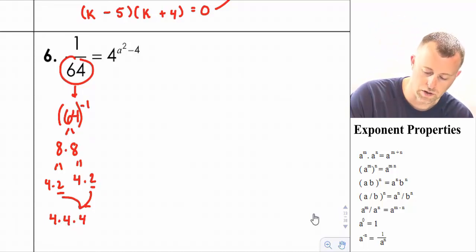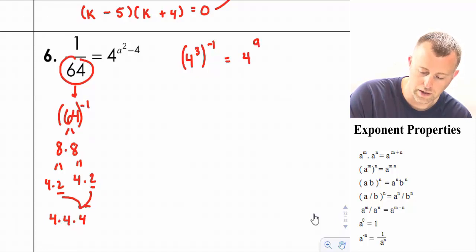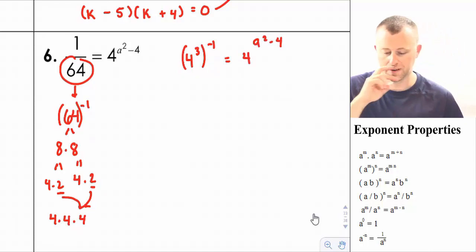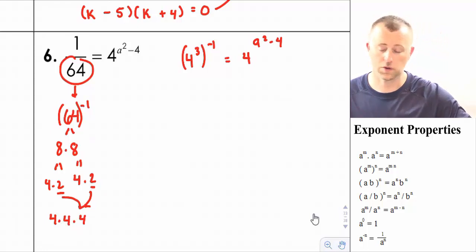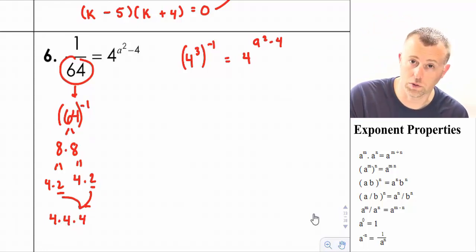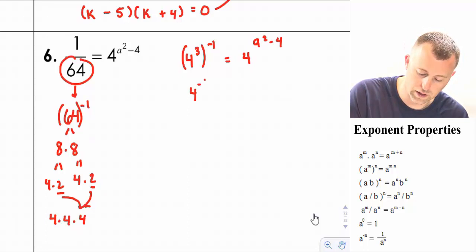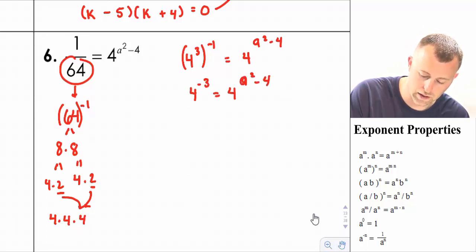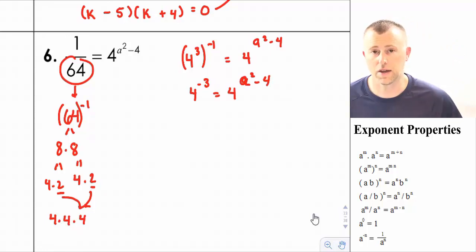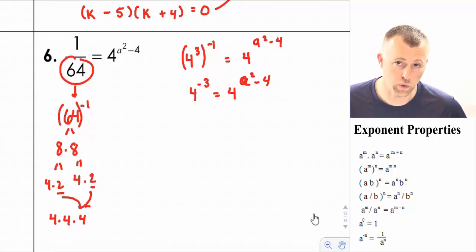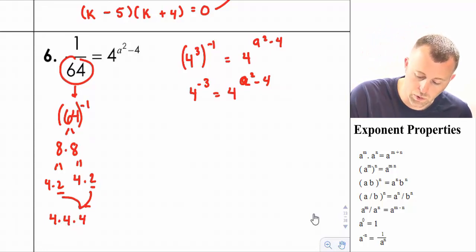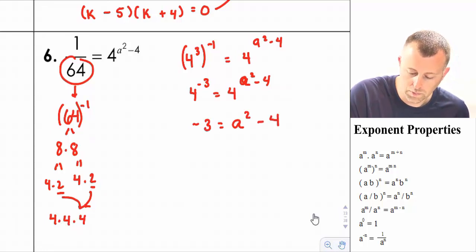So this equation simplifies to 4 cubed to the negative 1 equals 4 to the a squared minus 4. Now, I have one more step here. I want to get rid of that parentheses, so I'm going to do the power to a power property. So this is 4 to the negative 3 equals 4 to the a squared minus 4. That's an a, not a 9. So now that I have that, I can go ahead and solve this and use that one-to-one property and set these exponents equal. So negative 3 equals a squared minus 4.